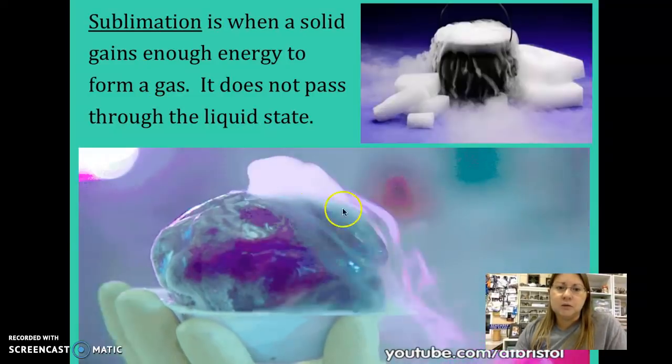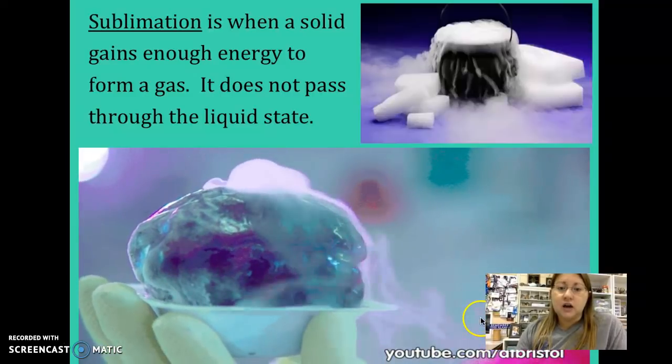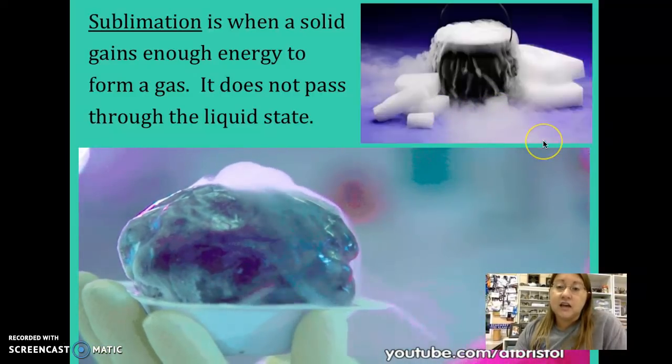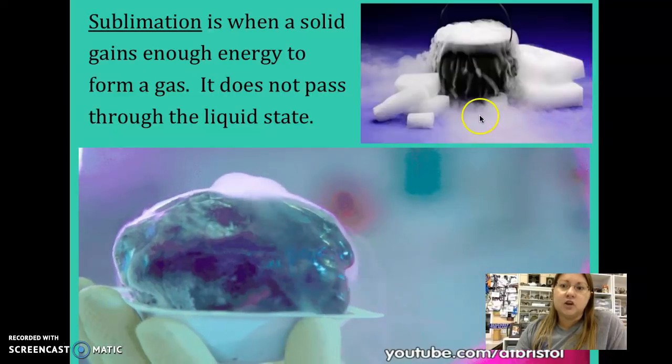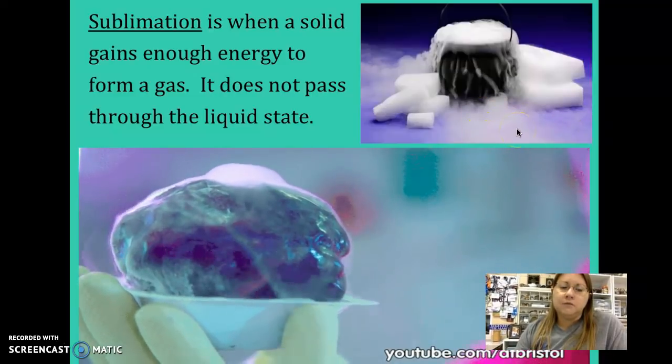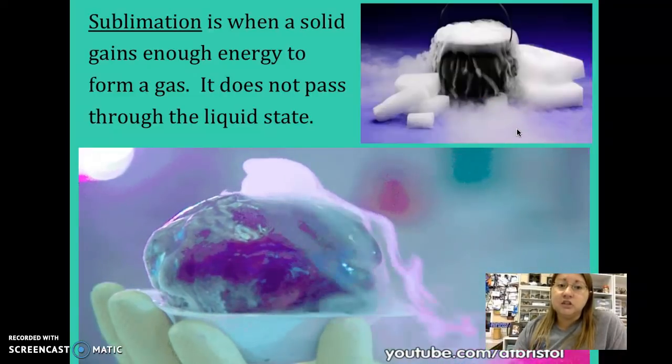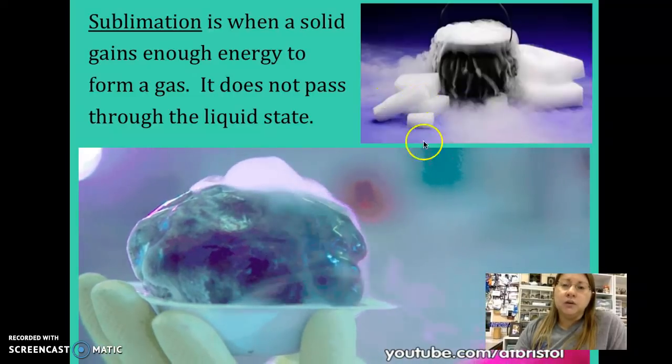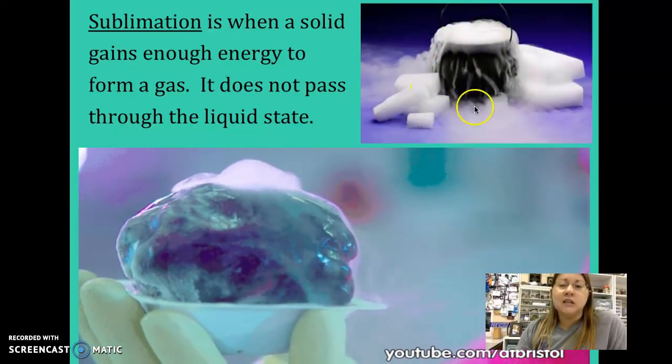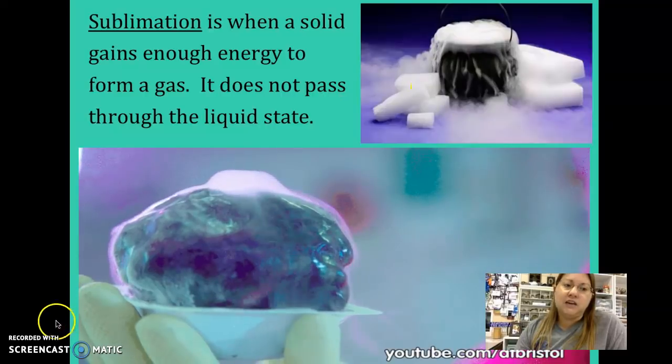So that's what you see that's being released here. You have that dry ice releasing all this kind of foggy appearance, and that's the carbon dioxide turning into a gas, and it eventually will dissipate. So it's used a lot in movies and at Halloween time for sort of foggy effects.